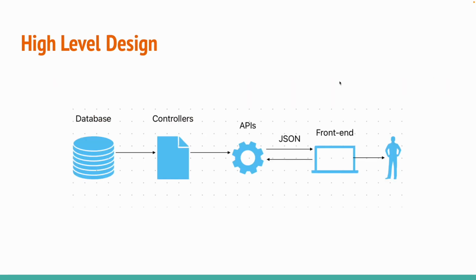For the high-level design, I separate the front end and back end so they run on different servers. For example, the front end is running on localhost 3000, then the back end will be running on localhost 3001, and they communicate with each other by calling RESTful APIs and transferring JSON data. Moreover, in the database, I have two tables, one for users and one for messages.